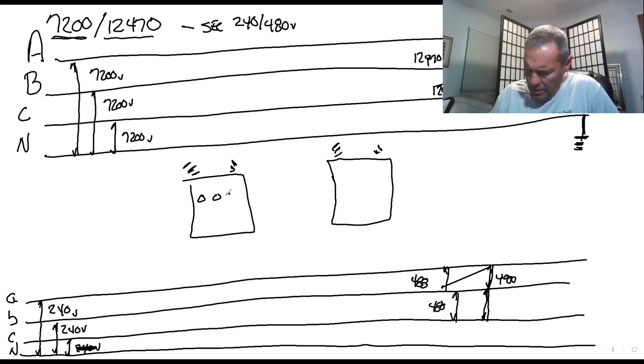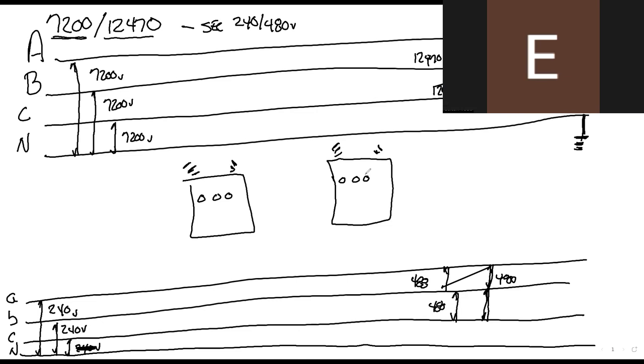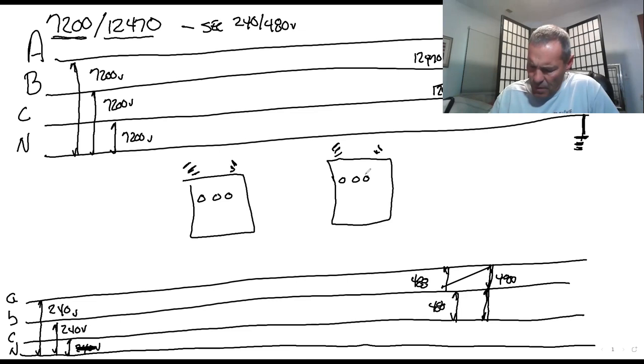Got my bushings in. 1, 2, 3. All right, got those drawn in. Can I use any two primary phases? Yes, it doesn't matter. I can use any two primary phases I want to. Keep my mind right there.